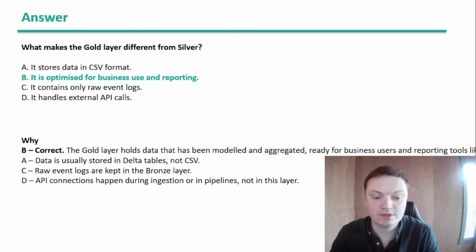The gold layer holds data that has been modeled and aggregated, ready for business use and reporting tools like Power BI. A is incorrect, as data is usually stored in delta tables, not CSV. C is incorrect, as raw event logs are kept in the bronze layer. And D is incorrect, as API connections happen during ingestion or in pipelines, not in this layer.